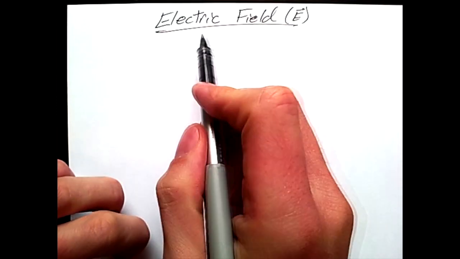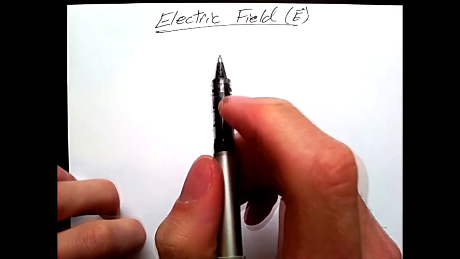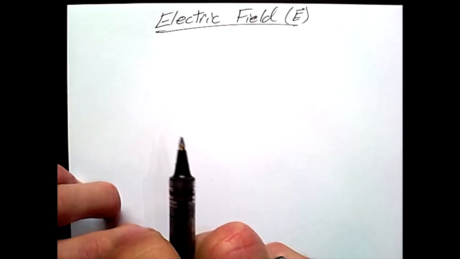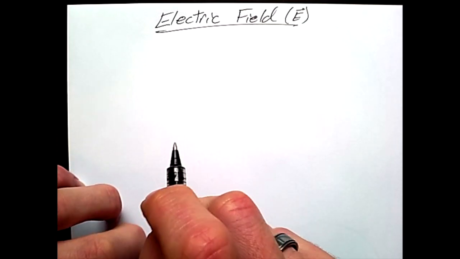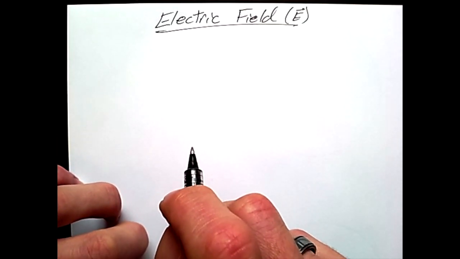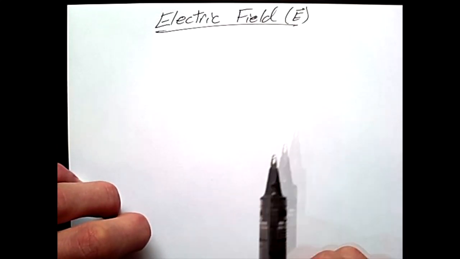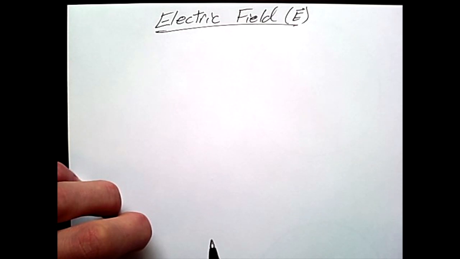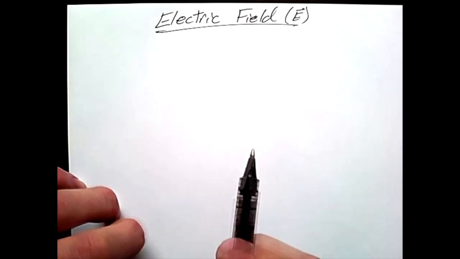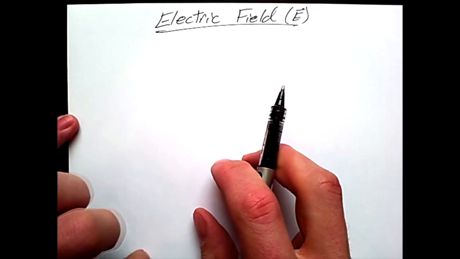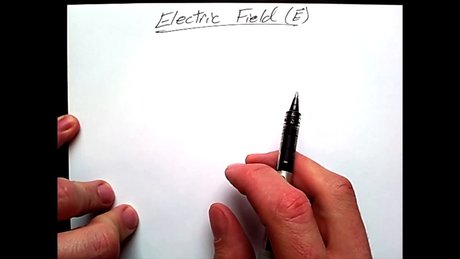Electric field is given the variable capital E as a vector. An electric field is defined as the projection of the opportunity of force in space. Now, what that means is that electric field is not a physical object that you can see. Electric field is instead something that we draw in order to make predictions of something that would happen if charges interacted.